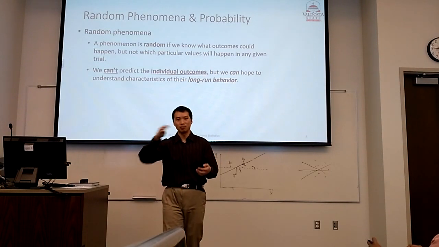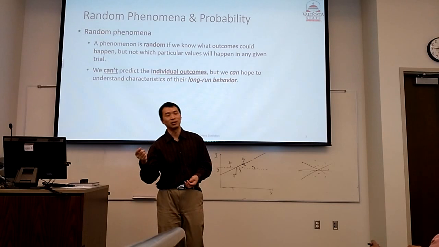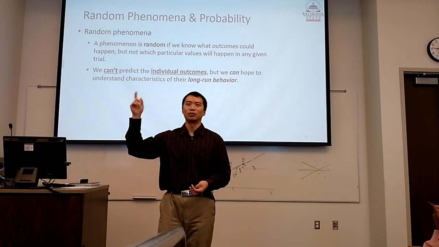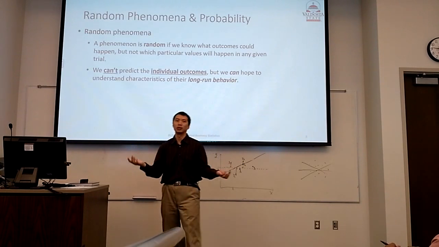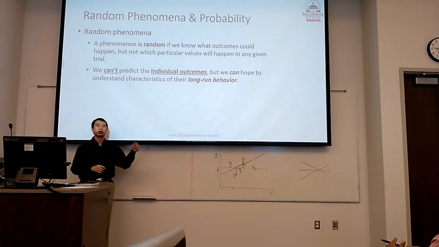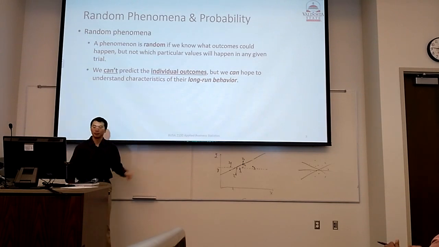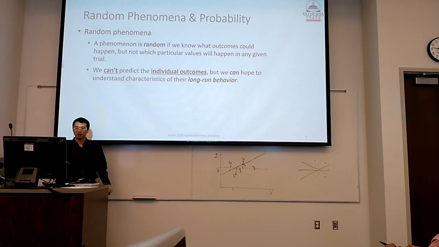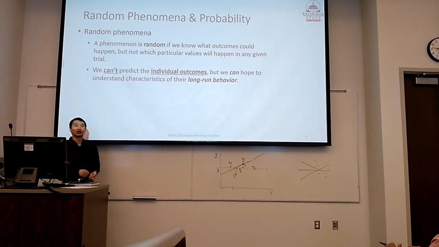But we have some possible outcomes, right? From say 30 degrees to 120 degrees. At least one of them, right? But we don't know which one. Okay? So we have a lot of random phenomena in our life. So that's the theme we are going to discuss today. We cannot predict the individual value, but we know the long run behavior.